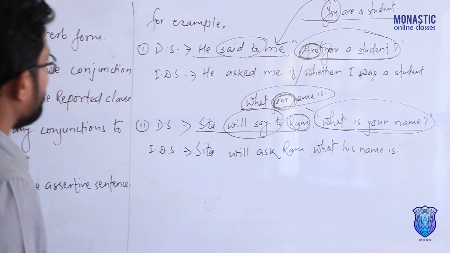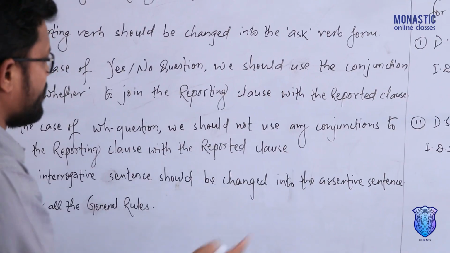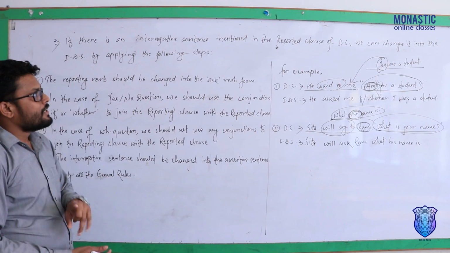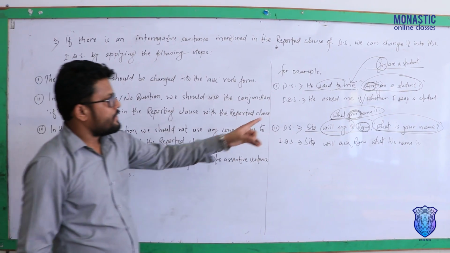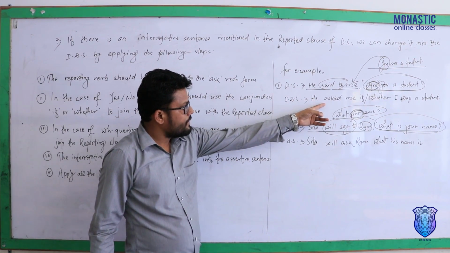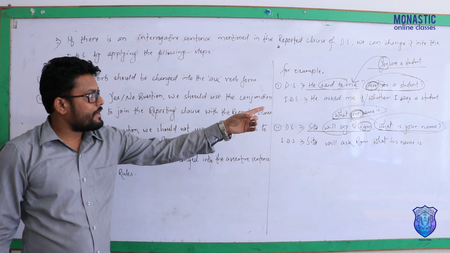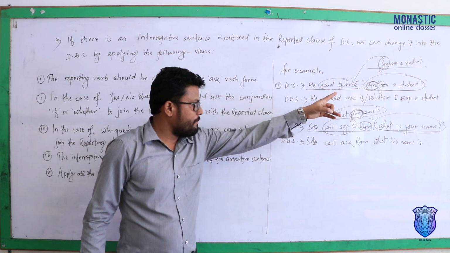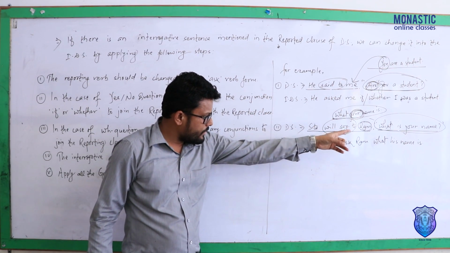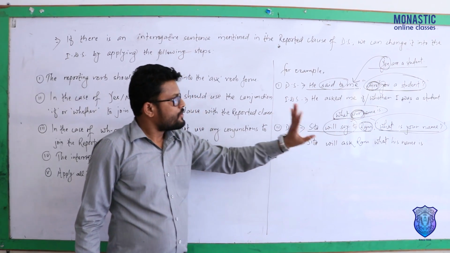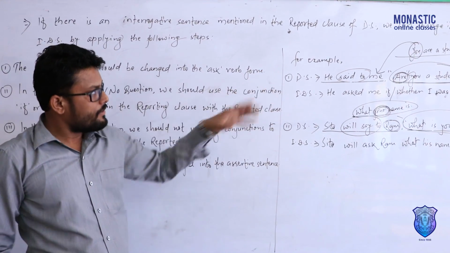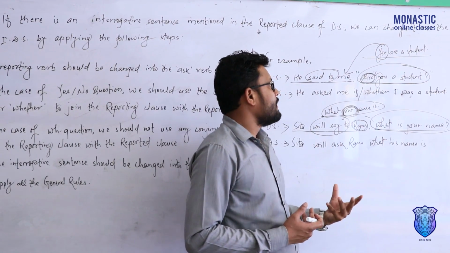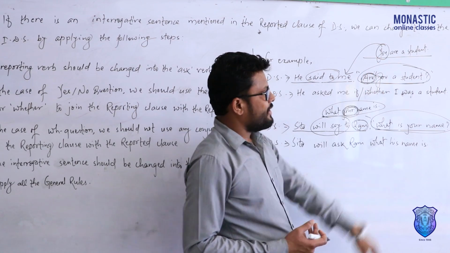So class, follow all these instructions, and then you can become able to change the interrogative sentence into IDS. Once again, for the summary: very first, change the reporting verb into the ask verb form. Second, use the if or whether conjunction if you find that the interrogative sentence is in the yes-no question form. If it is in WH question form, don't use any conjunction. Change the interrogative sentence into the assertive by yourself and apply all the rules.